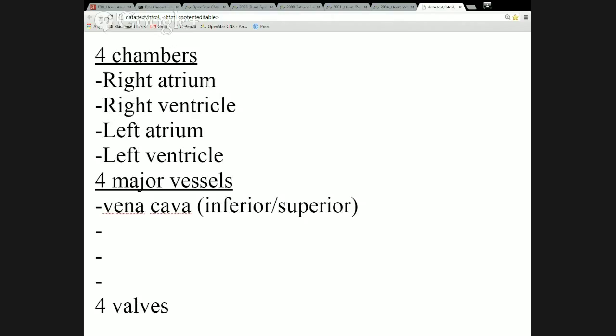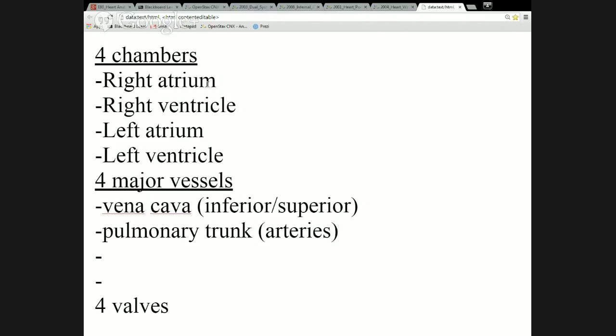It is essentially the big vein, which is not exactly what vena cava means, but it's the biggest vein in your body. And then we have the pulmonary artery, or I should say pulmonary trunk, which splits eventually into the pulmonary arteries, a left and a right one.